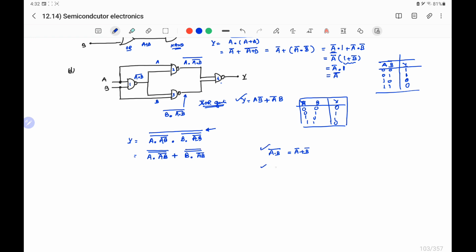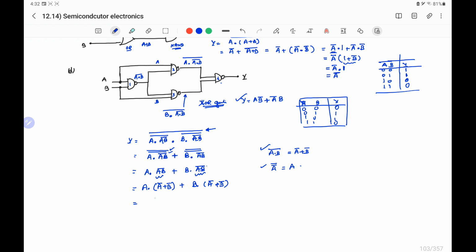Again, using the property that the double complement of A also gives A, these two complements will be neutralized, and we will further have A and (AB) complement or B and (AB) complement. This will be equal to, again using De Morgan's theorem for this (AB) complement, A and (complement A or complement B), or B and (complement A or complement B).